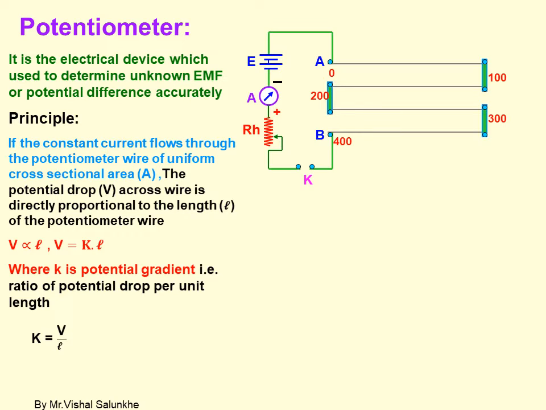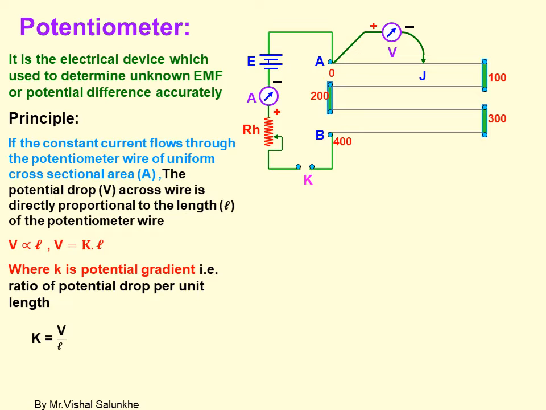Here we can see this is the basic circuit of potentiometer. Here in between point A and B, the battery of EMF E, ammeter in order to measure current, and rheostat to control the flow of current along with key is connected in between point A and B. So this is the primary circuit or basic circuit.